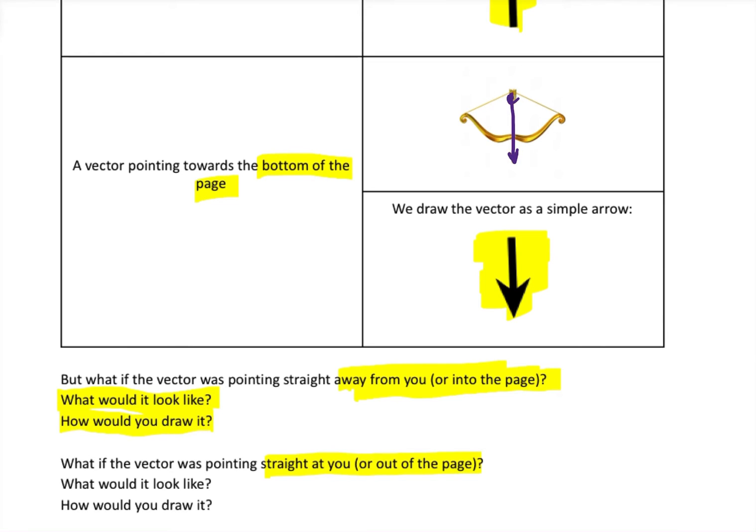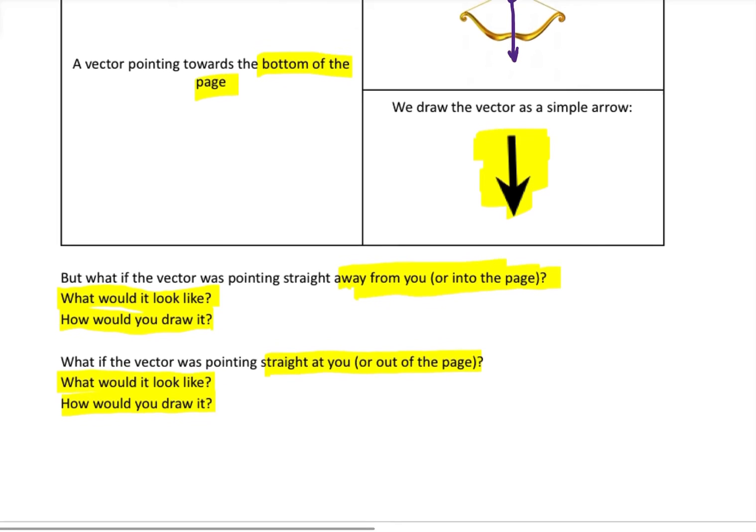And then the next one, what if an archery arrow was shot straight at you? That's a little bit creepy, so maybe it was shot at a camera, some sort of special effect in a movie. What would it look like if an archery arrow was coming right at you? How could we draw that? That's the trick we're going to use to draw vectors in 3D.